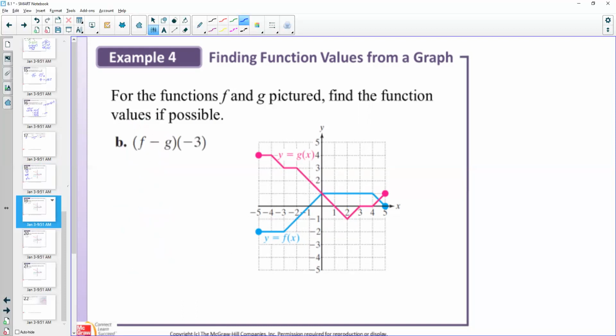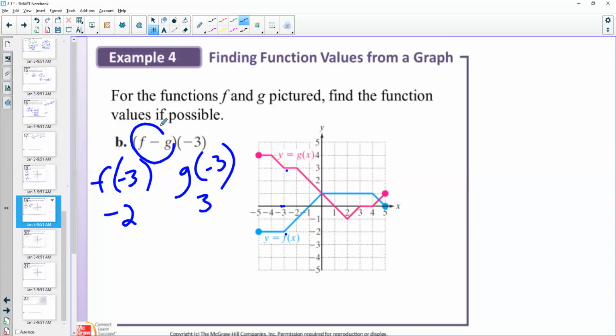F minus g of negative 3. Oh my goodness, what does that really mean? It means find the value of each of them at negative 3. So f of negative 3, g of negative 3. Let's do that first. So let's go over to where x is negative 3. It's right here. At that value, f is negative 2. At that value, g is positive 3. What it's saying to me, f minus g, is to subtract the 2. Negative 2 minus 3 in total is negative 5.